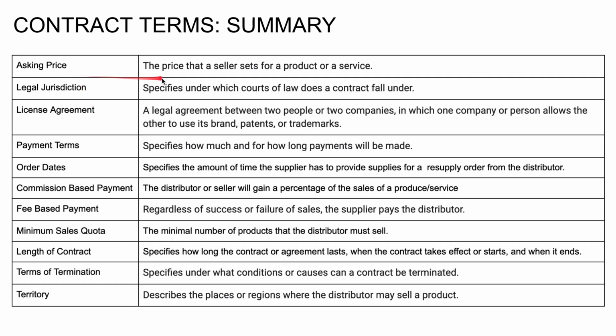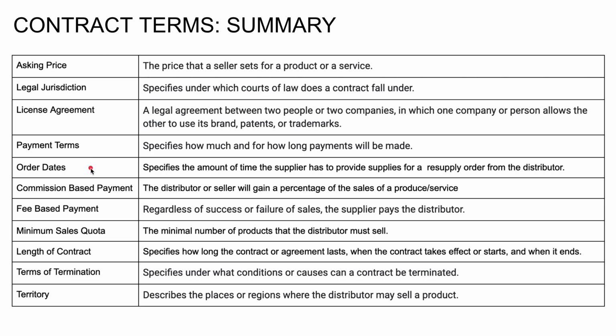So, contract term summary, we looked at asking price, the price that a seller sets; the legal jurisdiction, under which courts of law a contract falls; license agreement, one person or company allowing another to use its brand, patents, or trademarks; payment terms, how much will be paid and for how long.